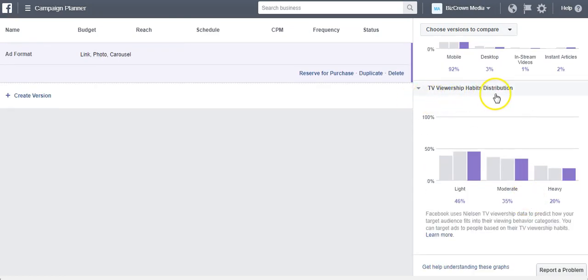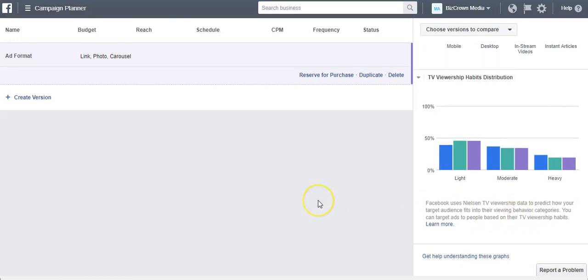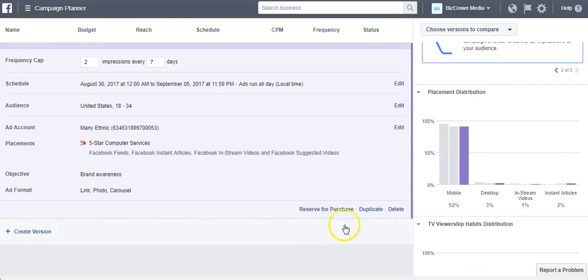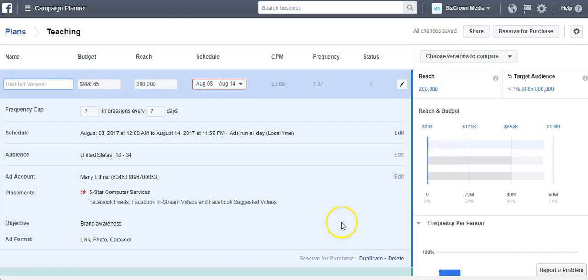TV viewership habits distribution, light, moderate, heavy, because Facebook now uses Nielsen TV viewership data to predict how your target audience fits into their viewing behavior categories. Ultimately, you can reserve for purchase. So it's pretty cool. Again, I would like to say it's really on steroids.